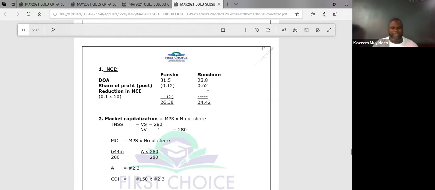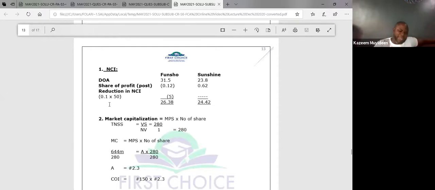The last one, I only accounted using 90%. I will now reduce the NCI on the cost of investment. I will reduce the NCI by saying how much did Future pay for Sunshine? 50. I only used 90% to account for everything. I will reduce the NCI value by 10% because I only used 90%. If I used 60, I'll reduce the NCI by 40. 0.1 times 50, reduction in NCI by 5, to give me 26.38. So addition of the two will now give me NCI to be reported.